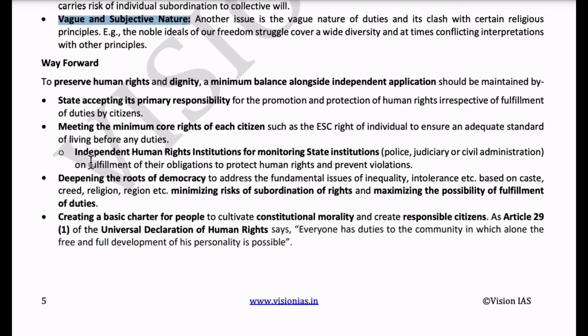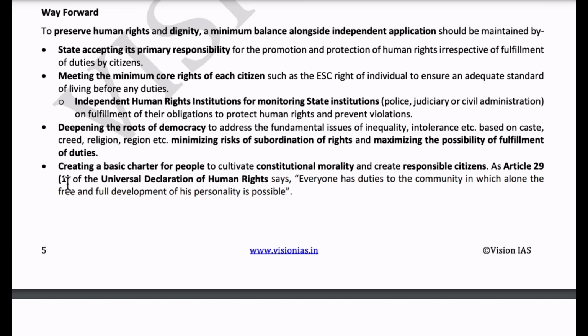So, the way forward is the state should accept promotion and protection of human rights as the primary responsibility. Next is ensuring the core rights of every citizen. Institutions like legislative, executive, and judiciary should protect human rights and prevent violence. And next is deepening democracy. It can be done by addressing fundamental issues of inequality, intolerance, etc., and maximizing the responsibility of implementing fundamental duties. And next, by creating constitutional morality and responsibility among the citizens, we can achieve a better balance between both of them.